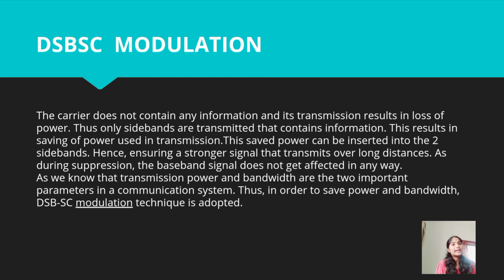The carrier does not contain any information and its transmission results in loss of power. Thus, only the sidebands that contain information are transmitted. This results in saving of power used in transmission. This saved power can be added to the two sidebands, hence ensuring a stronger signal that transmits over long distances. During suppression, the baseband signal is not affected in any way. As we know, transmission power and bandwidth are the two important parameters in a communication system. Thus, in order to save power and bandwidth, the DSBSC modulation technique is adopted.